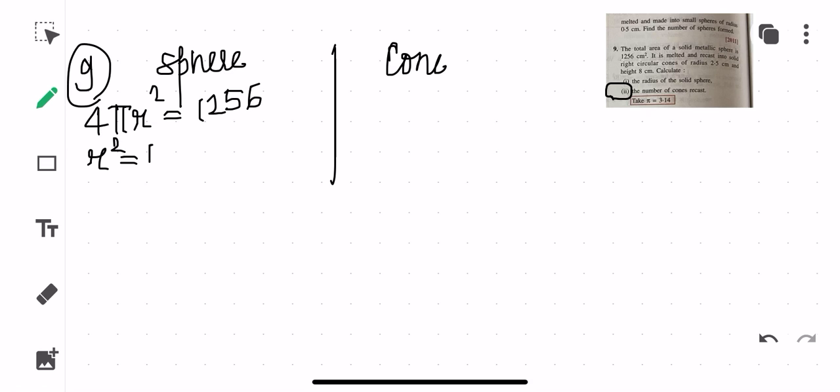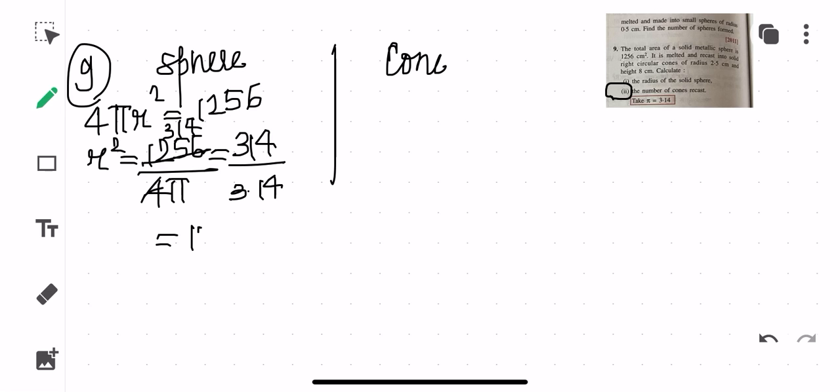R square is equal to 1256 divided by 4 pi. This in turn is equal to 314 divided by 3.14. Okay, because why, children? Because they have asked us to take pi as 3.14. So this is coming out to be 100. So what will be the value of r? So r will be equal to root over of 100, which is equal to 10 centimeter.